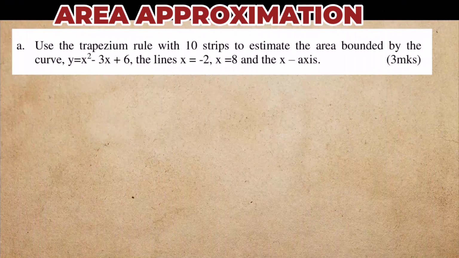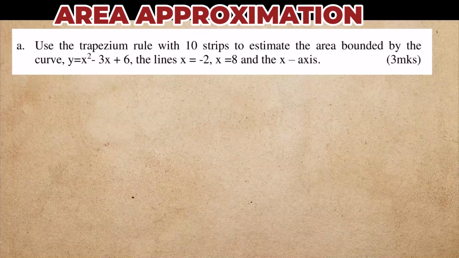So part A of the question, use the trapezium rule with 10 strips to estimate the area bounded by the curve y is equals to x squared minus 3x plus 6, and those lines from x is equals to -2 to x is equals to 8. So using the trapezium rule. Now to understand these, I've tried to draw the sketch of this curve. You don't need to draw it, but I'm drawing it for the purposes of explanation, just to show you how you get the 10 strips.